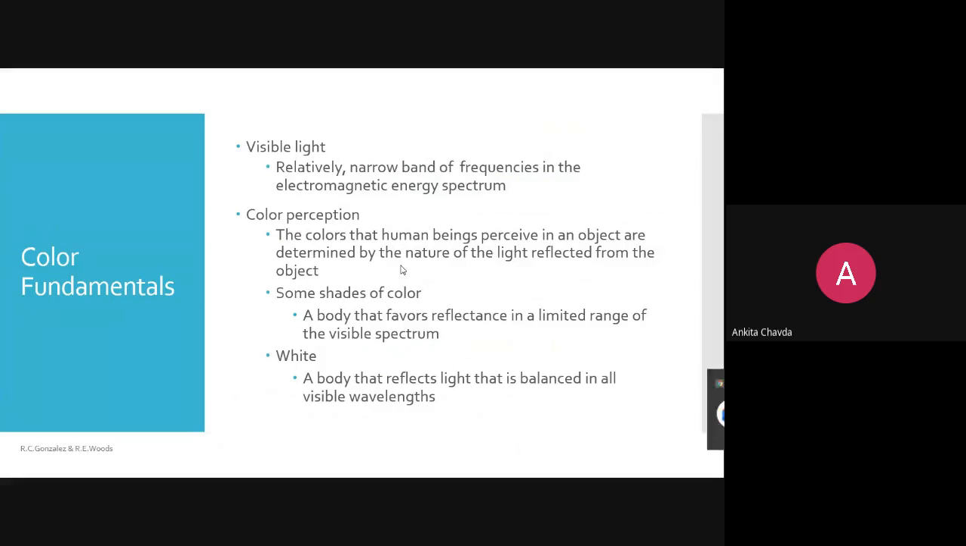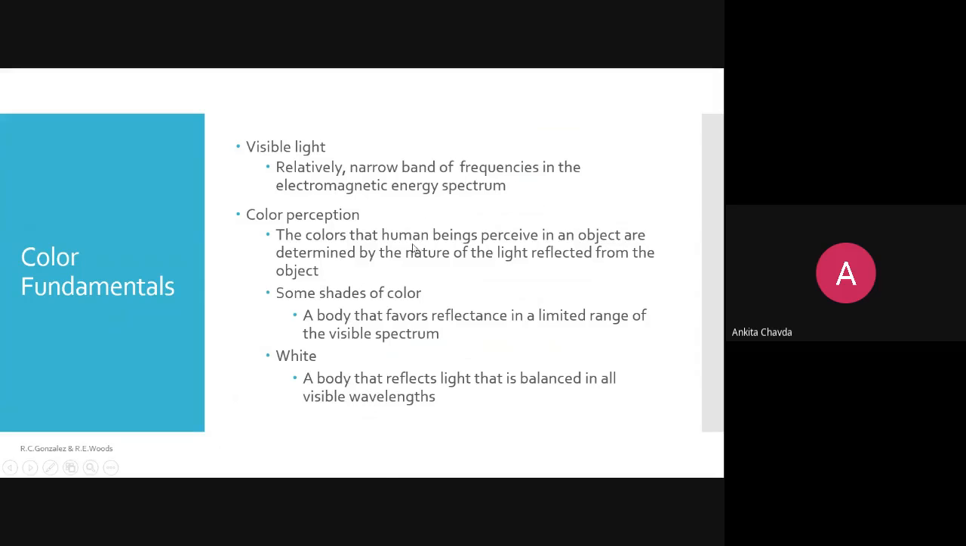So another thing about colors. What is visible light? A relatively narrow band of frequencies in the electromagnetic energy spectrum. And what is color perception?